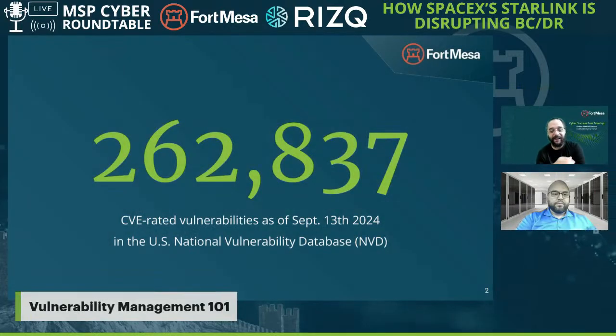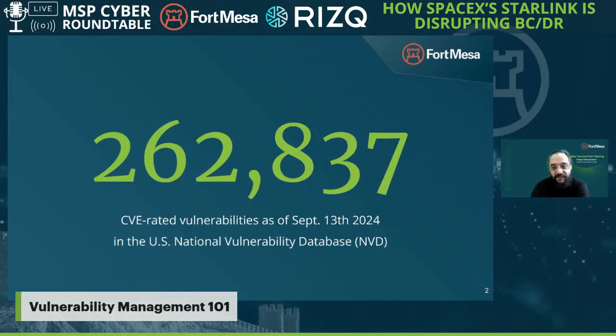Quick update here, guys. The National Vulnerability Database has 262,000, almost 263,000 vulnerabilities in its database as of today. The amount of vulnerabilities added every month has been growing year after year. In fact, the NVD is having trouble keeping up on triage of all these vulnerabilities.